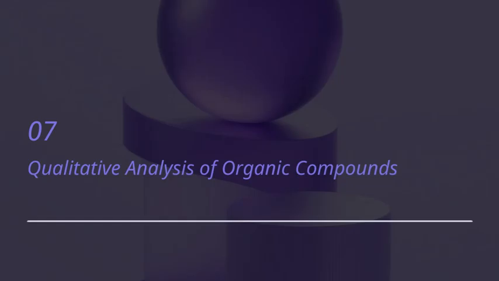Let's delve into the qualitative analysis of organic compounds. This slide highlights the key methods we use to identify what organic compounds are present in a sample without focusing on their quantities. The main goal here is to understand the composition based on observable properties and reactions. Qualitative analysis typically involves a series of tests that detect specific functional groups or elements within the molecules. For example, we might use simple chemical reactions, such as adding reagents that produce a color change or a precipitate, to identify certain groups like alcohols, aldehydes, or carboxylic acids.